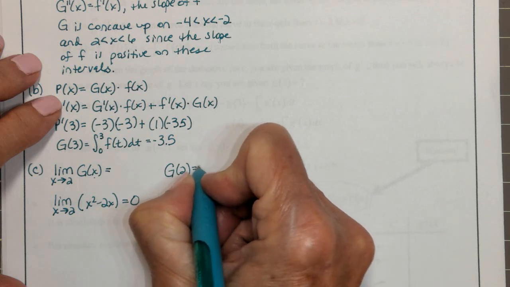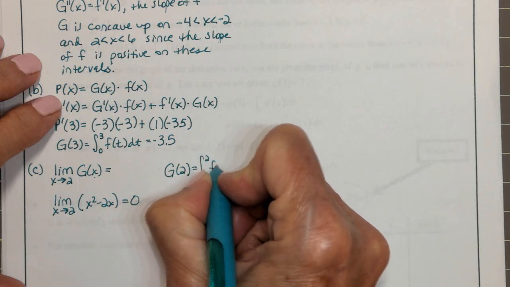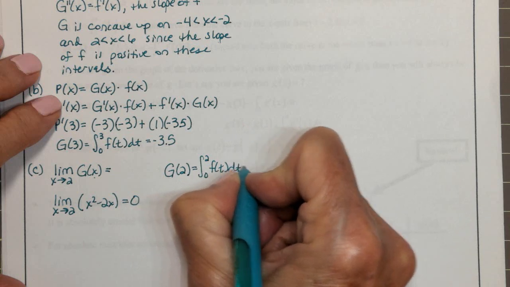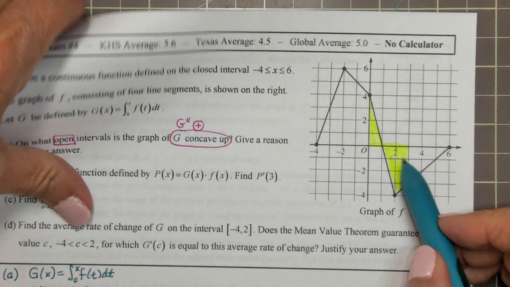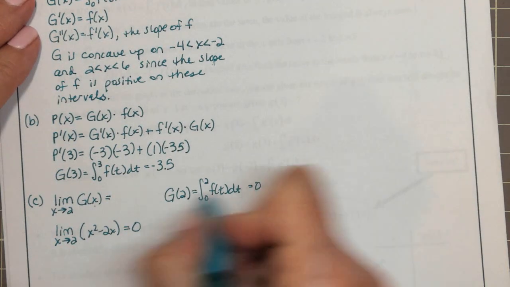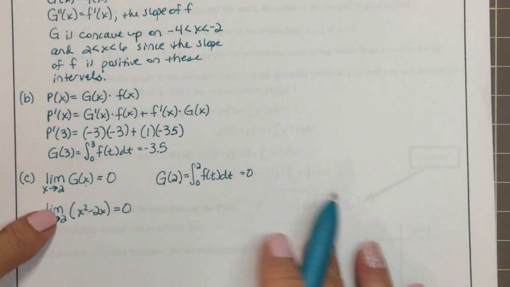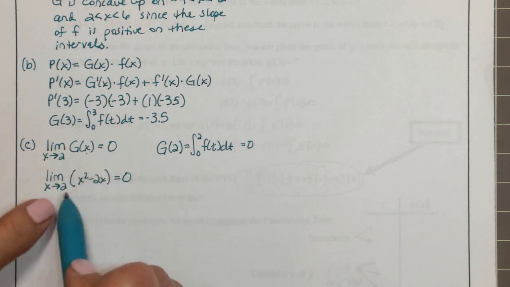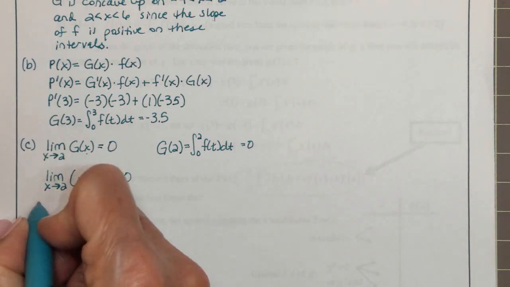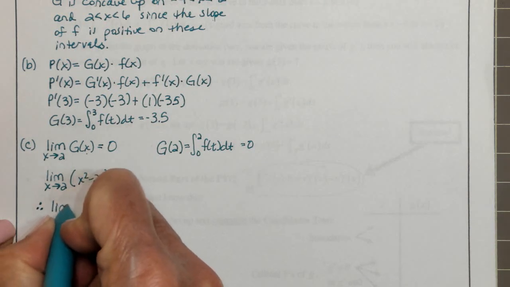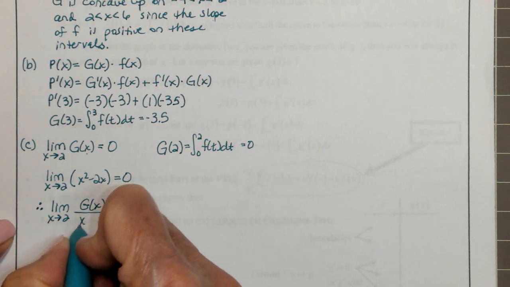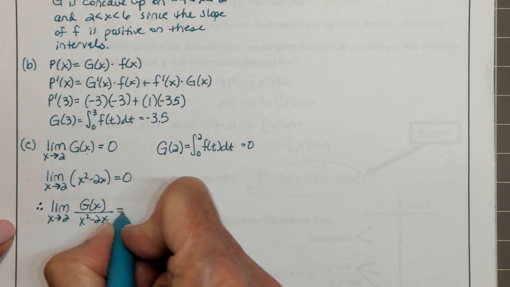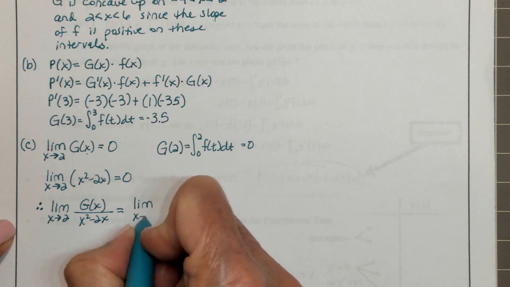G of 2 is the integral 0 to 2 of f. I'm using the definition that they gave me for g. 0 to 2, 0 to 2. That was those 2 pieces that cancel out. Sure enough, that is 0. The limit of the top is 0, and the limit of the denominator is 0. Therefore, the limit as x approaches 2 of the entire expression is equal to, now I'm using L'Hopital's rule.